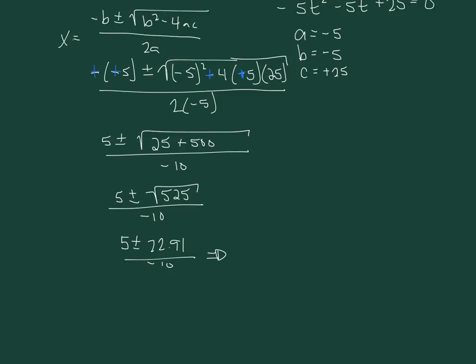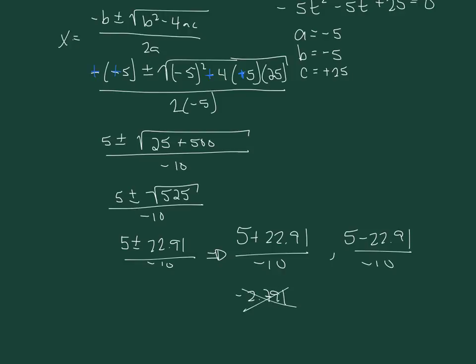So this is going to turn into 5 plus 22.91 divided by -10, and then 5 minus 22.91 divided by negative 10. So let's go ahead and find those answers really quickly. So we're going to take 5 plus 22.91 divided by negative 10. So this gives us negative 2.791, which really makes no sense for time because that would mean you're going back in time. So we know this one doesn't work. And so now we're going to go 5 minus 22.91 and divide by negative 10, and we get 1.791, and so this would be your answer.